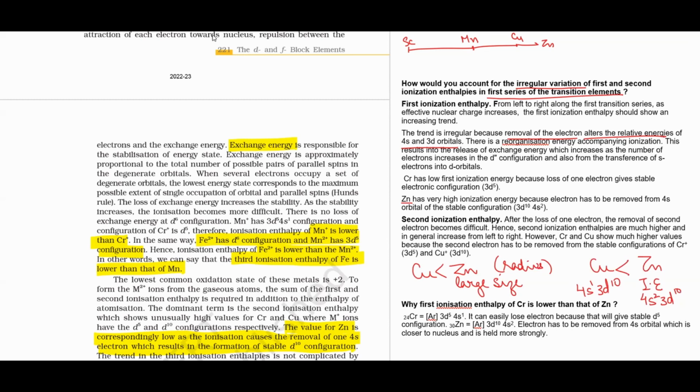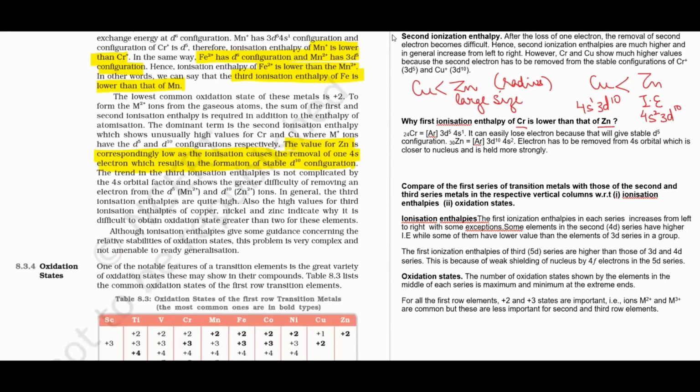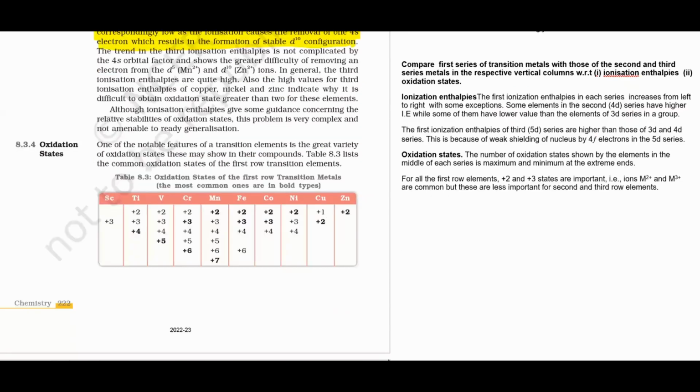Due to stable configuration, the ionization energy of zinc is greater than copper. And then there's the comparison of first ionization enthalpy of chromium and that of zinc. The electronic configuration of zinc is fully filled, a stable configuration 3d10 4s2. So it's difficult to remove an electron from 4s2 in comparison to removing it from 4s1. Hence, the ionization enthalpy of chromium is lower than that of zinc. Compare the first series of transition elements with those of the second and third. It's a similar question in different words to what we've discussed earlier.